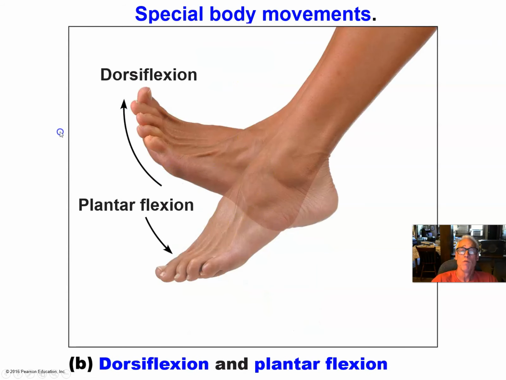There are 4 special movements allowed by the ankle, movements of the foot. If we move the foot in such a way that the dorsal surface, the anterior surface of the foot moves towards the shin, if you will, that's called dorsiflexion. And then if you move your foot in the opposite direction so that the plantar surface of your foot moves inferiorly, or quote-unquote point your toes, that's called plantar flexion.